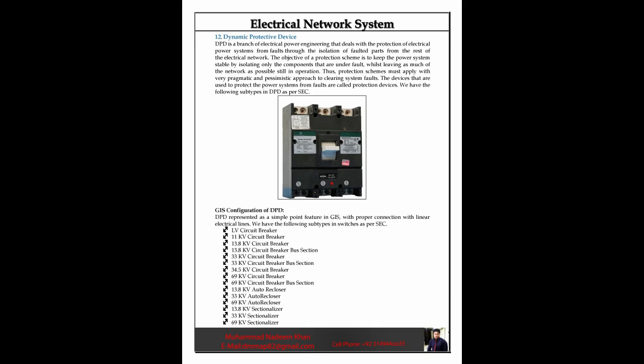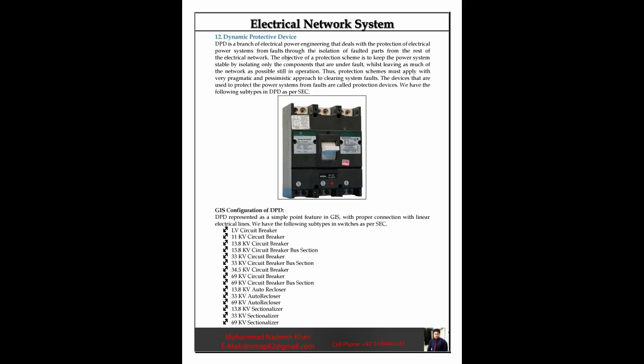We have the following subtypes in DPD as per SEC. GIS configuration of DPD. DPD is represented as a simple point feature in GIS, with proper connection with linear electrical lines. We have the following subtypes in switches as per SEC.